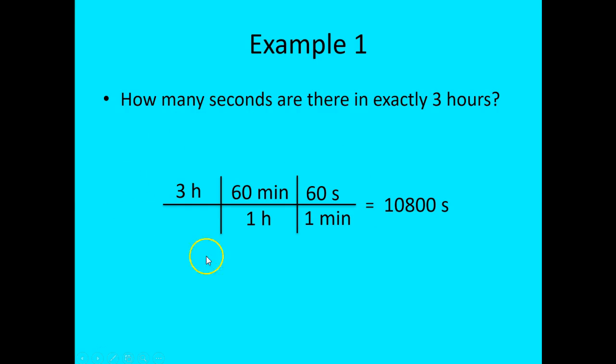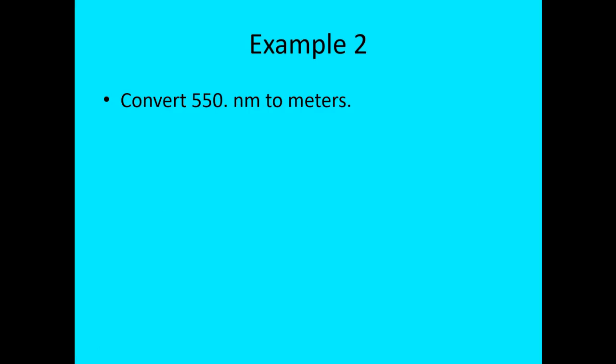Because all of these numbers are exact, because I define this number as being exact, these by definition are exact, there are exactly 10,800 seconds in 3 hours. All right, let's try another one.